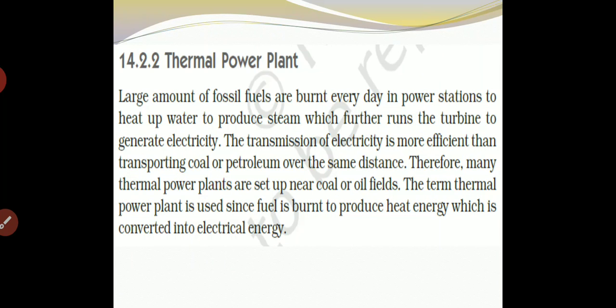Now, the thermal power plant. Large amounts of fossil fuel are burned every day in power stations to heat up water to produce steam, which further runs the turbine to generate electricity. As we can see, a lot of fossil fuel is burned, due to which a lot of pollution is seen in our environment. The heat produces steam which runs the turbine and generates electricity.